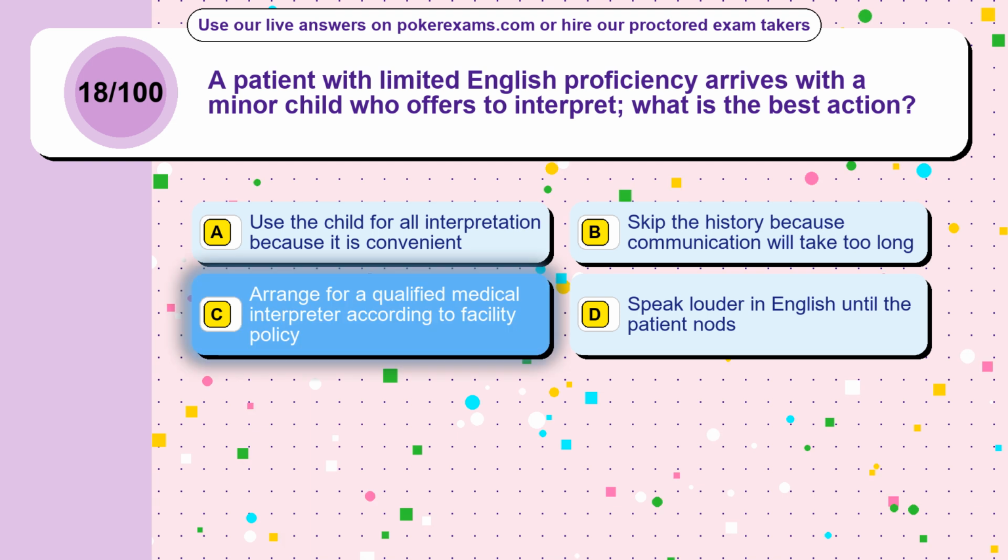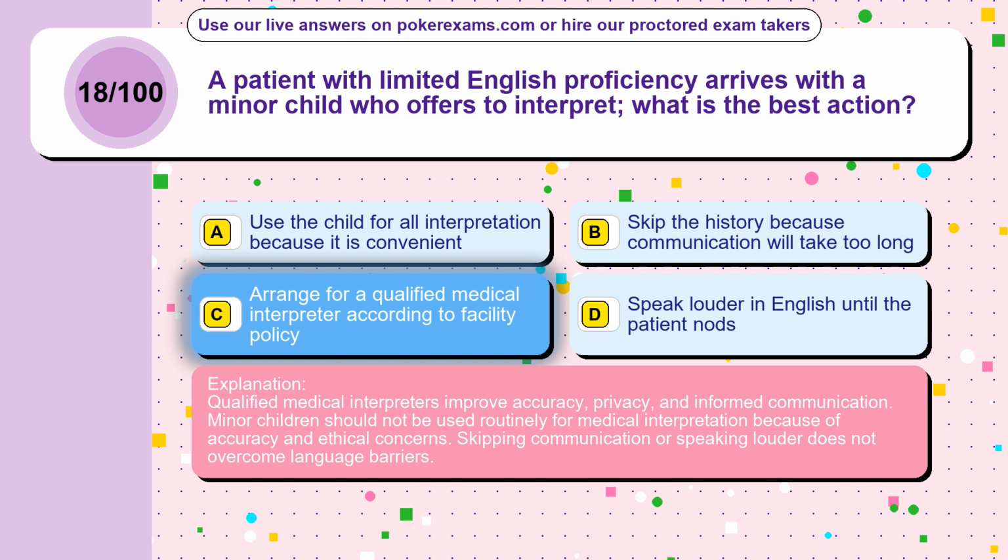The correct answer is option C. Arrange for a qualified medical interpreter according to facility policy. Qualified medical interpreters improve accuracy, privacy, and informed communication. Minor children should not be used routinely for medical interpretation because of accuracy and ethical concerns. Skipping communication or speaking louder does not overcome language barriers.